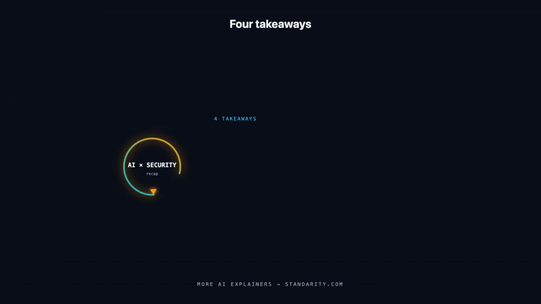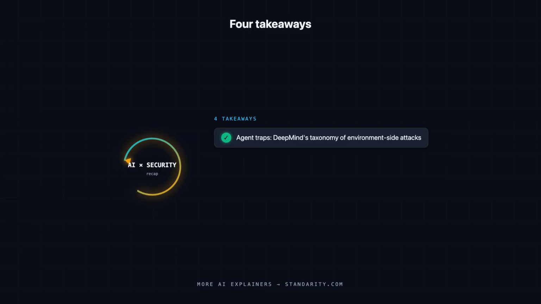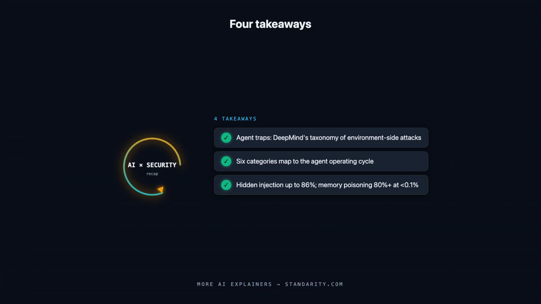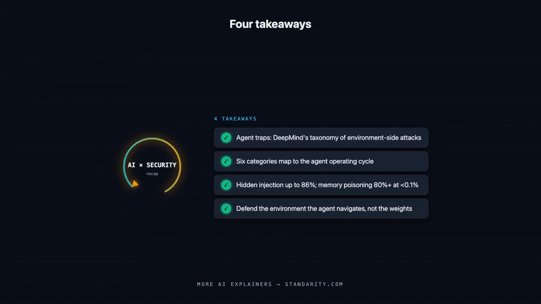Okay, four takeaways to lock in. Agent traps are Google DeepMind's taxonomy of environment-side attacks, posted in a paper late in March. The taxonomy maps 6 categories to the operating cycle: perception, reasoning, memory, action, multi-agent coordination, and the human supervisor. Hidden injections hijacked agents in up to 86% of scenarios. Memory poisoning topped 80% at under 0.1% contamination. Defend the environment, not just the weights.